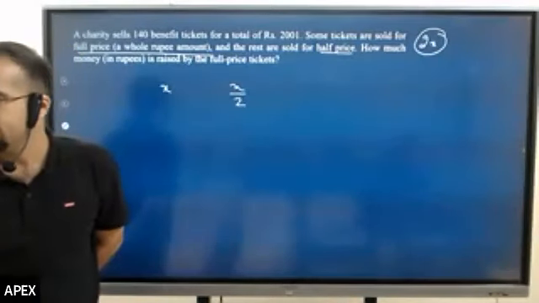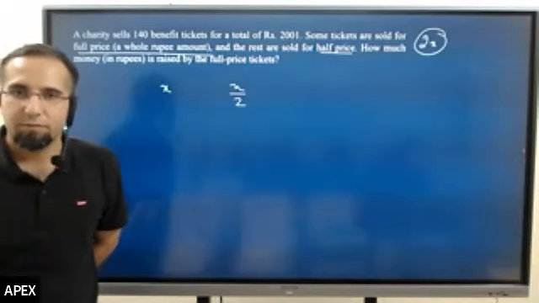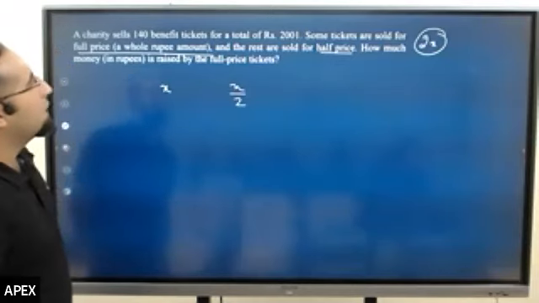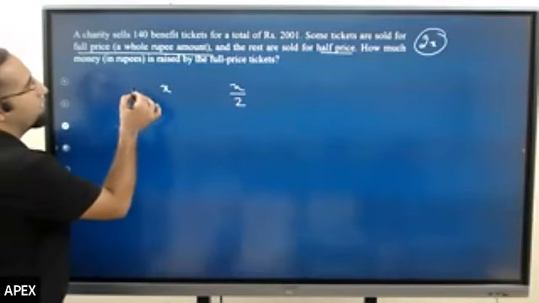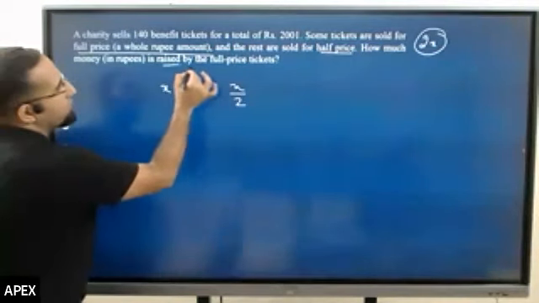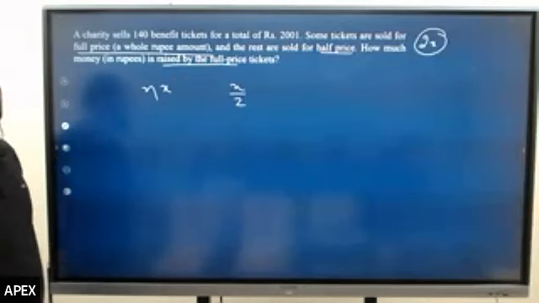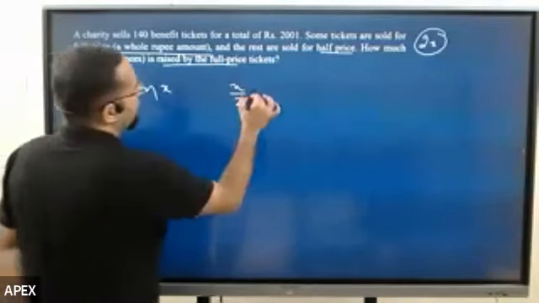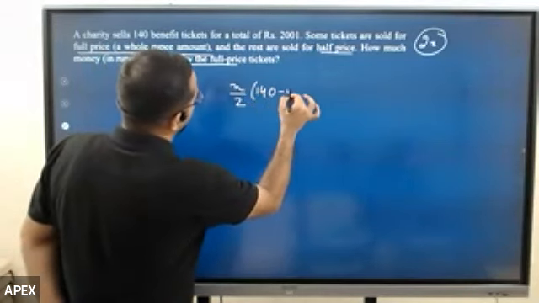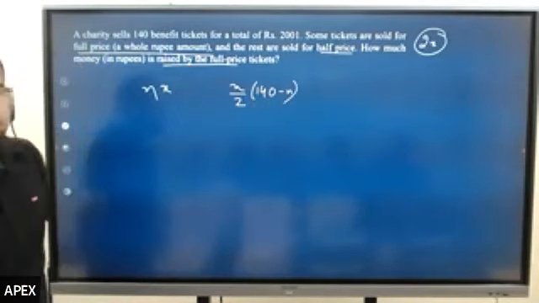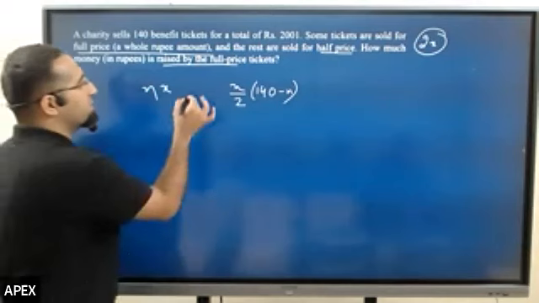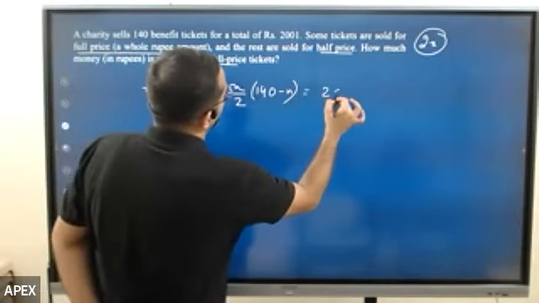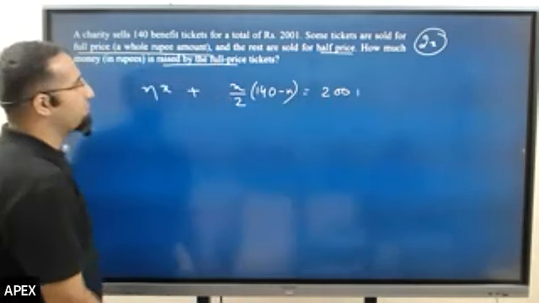This question comes under numbers chapter. Okay. Now let's see what the numbers chapter is talking about. Some tickets are sold for full price. Now, how many tickets I do not know. Let's say n tickets are sold for full price. That means the remaining 140 minus n tickets were sold at half price. Clear? Right? Now the question says that this plus this is equal to 2001. Now what do I get from here?